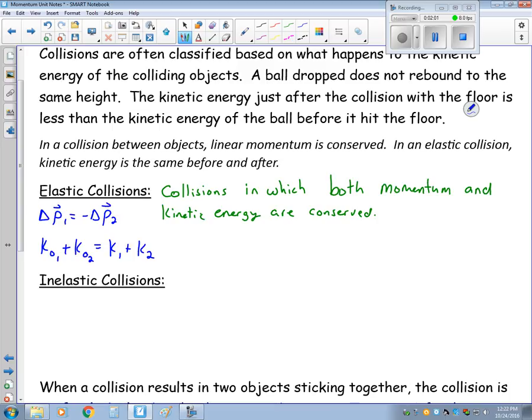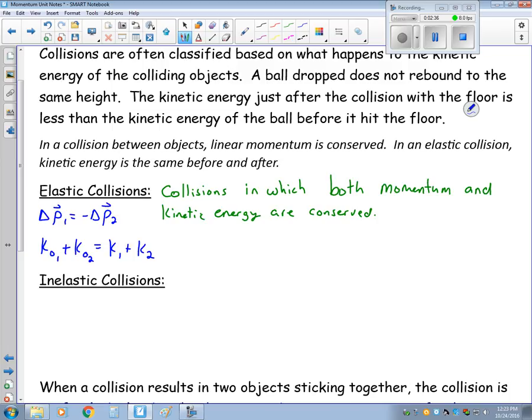So if we drop a ball and it rebounded to the same exact height that we released it, then we would say that that ball had an elastic collision with the floor. Obviously that's not exactly accurate. We have cases where there are some collisions that are pretty close to being elastic. Playing pool, for example, when the balls hit each other. That is pretty close to an elastic collision.